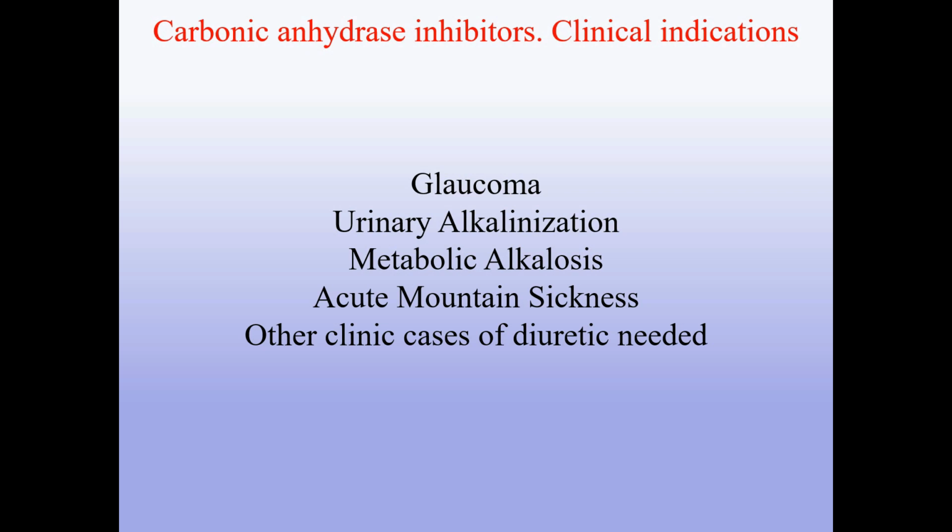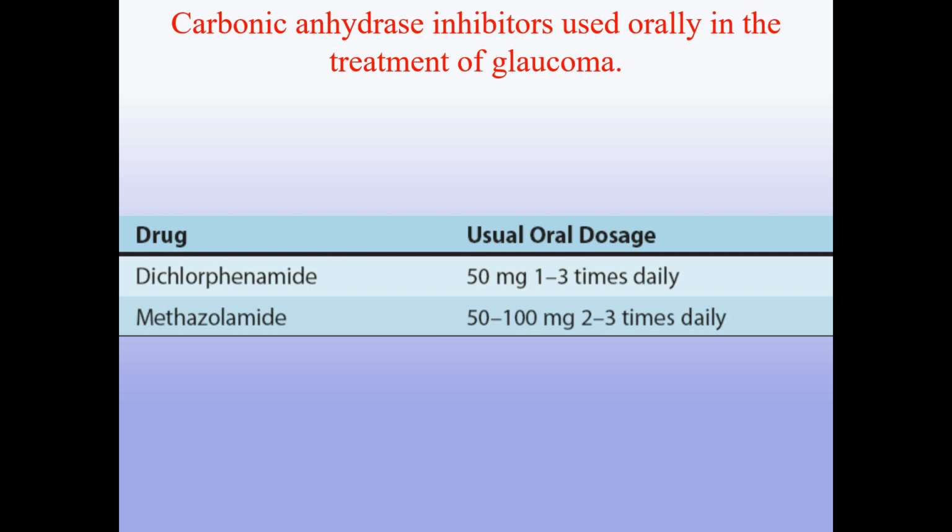Next group is carbonic anhydrase inhibitors. Their clinical indications: glaucoma, urinary alkalinization, metabolic alkalosis, acute mountain sickness, other clinic cases where a diuretic is needed. Here you can see carbonic anhydrase inhibitors used orally in their specific indication, which is glaucoma. For example, dichlorphenamide, 50 mg 1-3 times a day, and methazolamide, 50 to 100 mg 2-3 times a day.